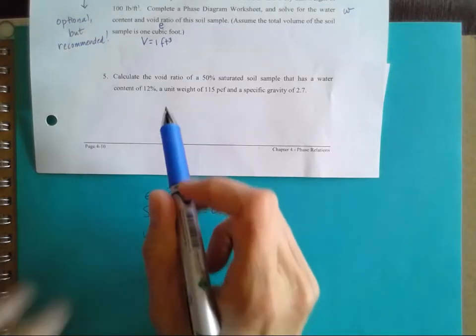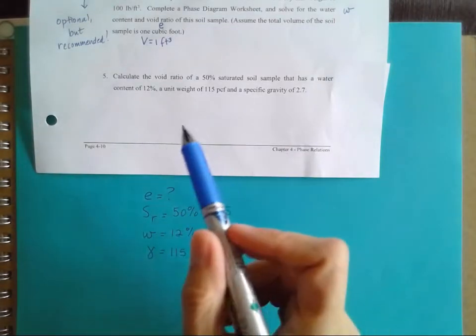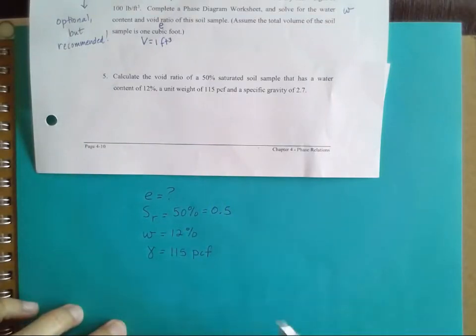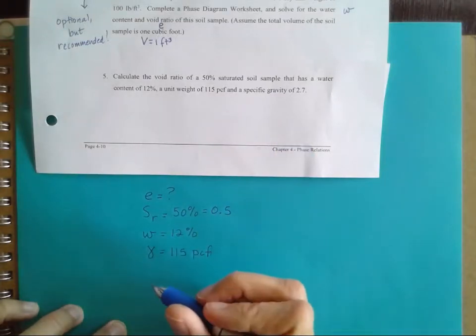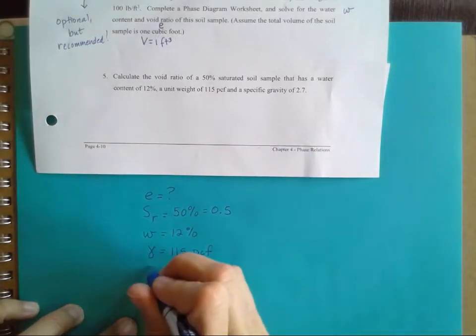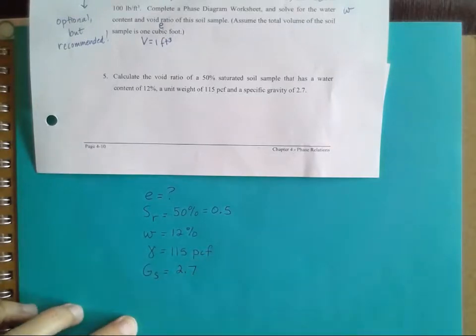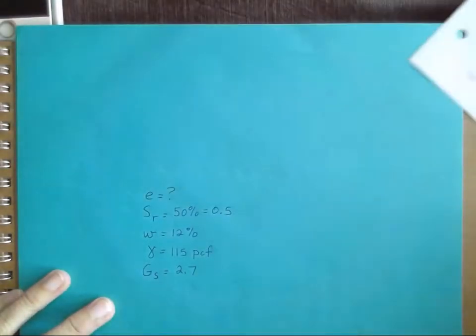And you can see it doesn't say a dry unit weight or a solid unit weight, obviously not the unit weight of water or air. So we'll just assume that that's the total unit weight because it doesn't specify. And then the specific gravity is 2.7. And that abbreviation looks like this, specific gravity 2.7. So there's all the data I need from there. And now I just want to find that void ratio.